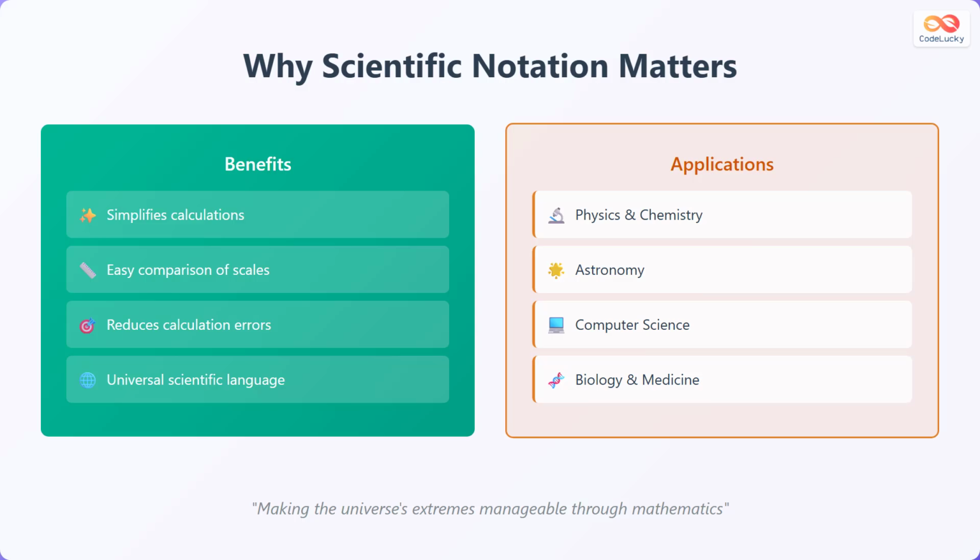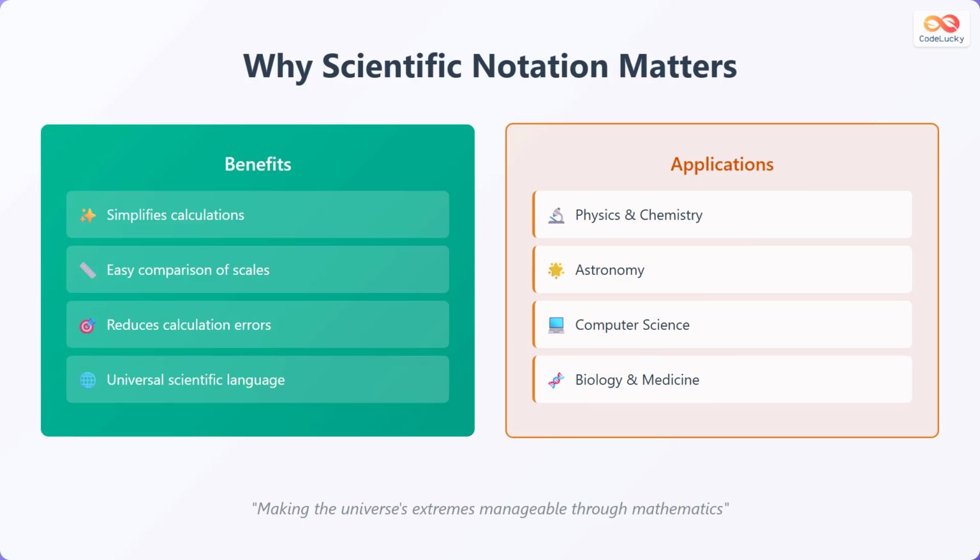So, why does scientific notation matter? Scientific notation provides several benefits. It simplifies calculations, making it easier to work with very large and very small numbers. It allows easy comparison of scales, helping us understand the relative sizes of different objects. It reduces calculation errors by providing a standardized format. And it serves as a universal scientific language, allowing scientists from different fields to communicate effectively.